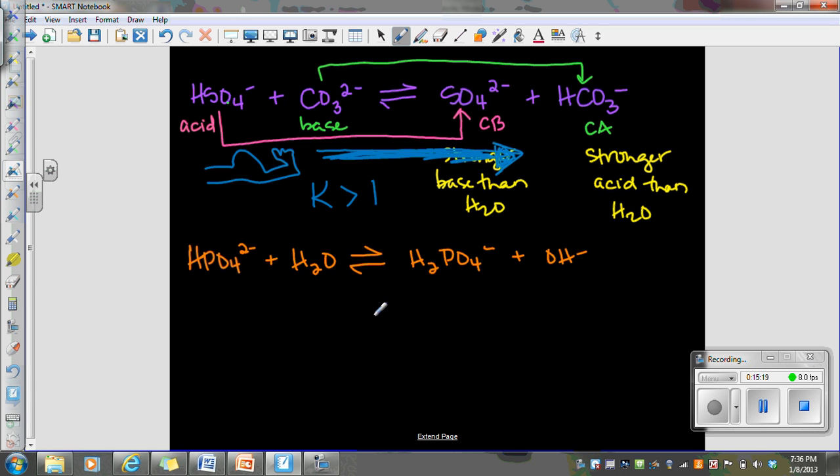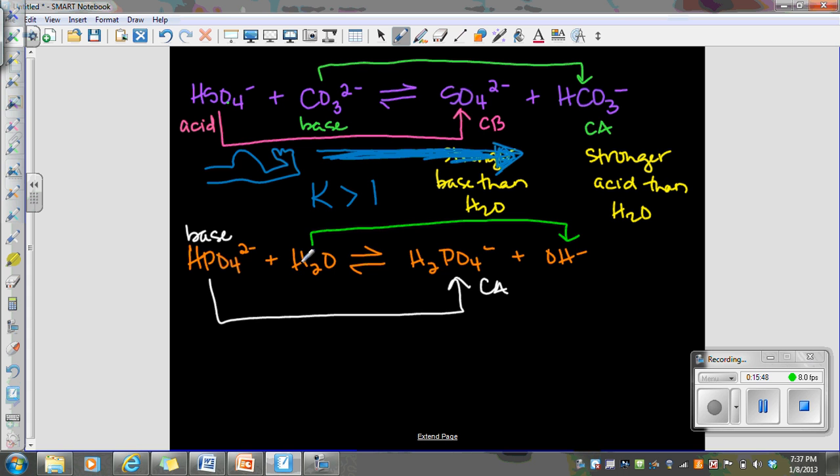Okay, I'm going to do the same thing with this reaction. My hydrogen phosphate looks most like dihydrogen phosphate. Hydrogen phosphate is gaining a proton. Proton acceptors are bases. So that makes dihydrogen phosphate a conjugate acid. Water is donating the proton. So water is our acid. That makes the hydroxide ion our conjugate base. And we know that hydroxide represents a base anyway.